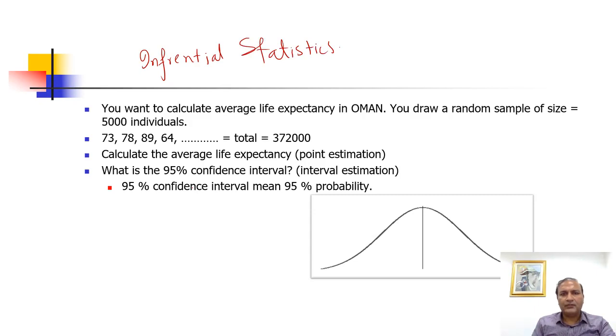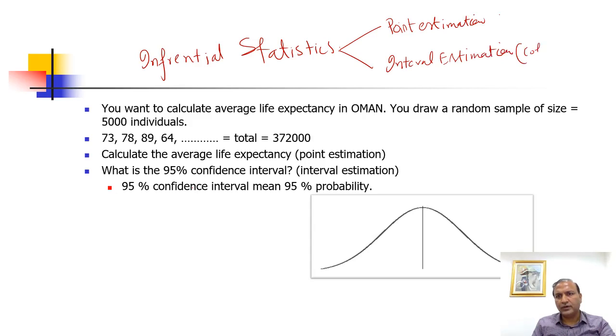In inferential statistics, we are basically interested in finding the point estimation, and we do the interval estimation, or we also call it confidence interval. Then we also do the hypothesis testing.